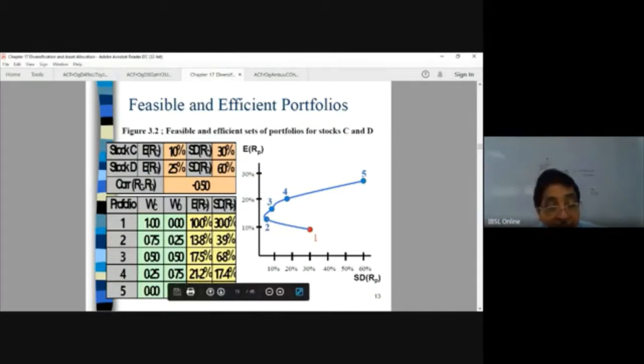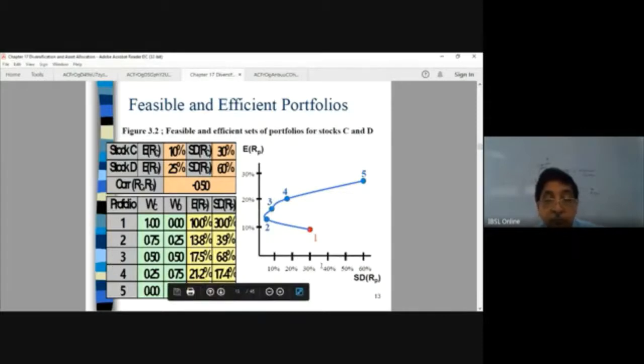If you take number 3, SD is 6.8. So 6.8 is somewhere here. Yeah, more than 5, 6.8 is close to 7. You can just see it is less than 10, but it comes here. And the return would be 13.8. So number 3, not 13.8, it is 17.5. 17.5, right? You get it this way.